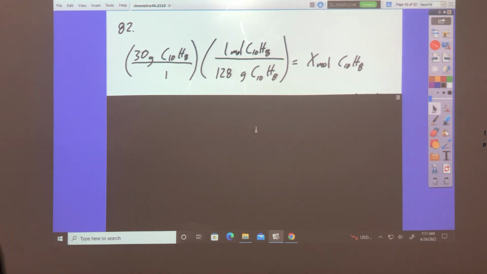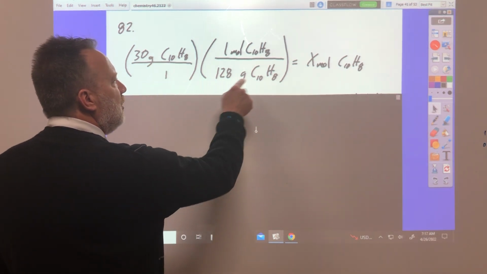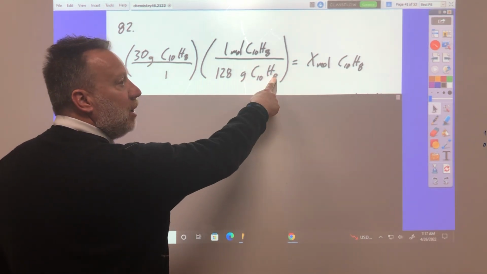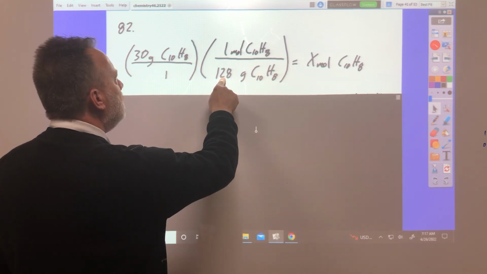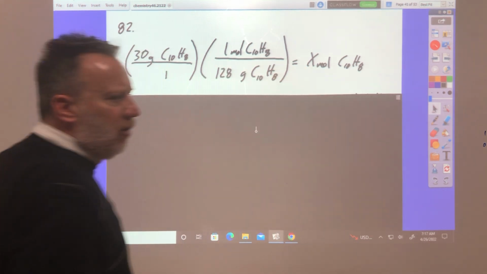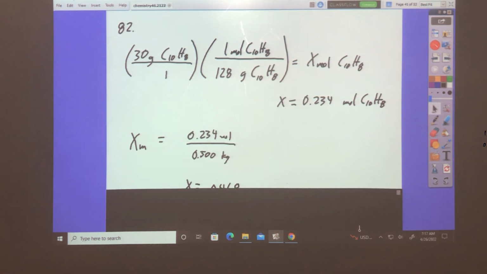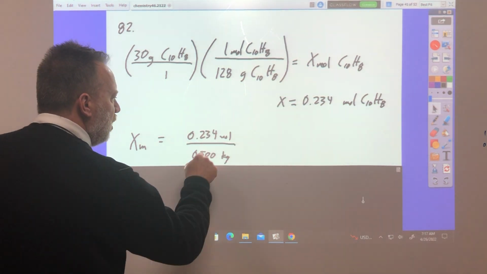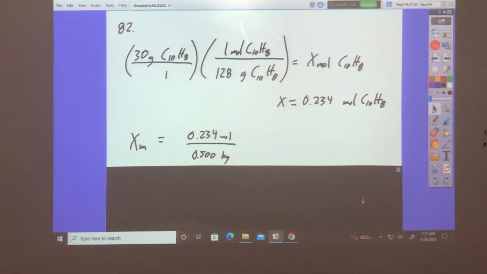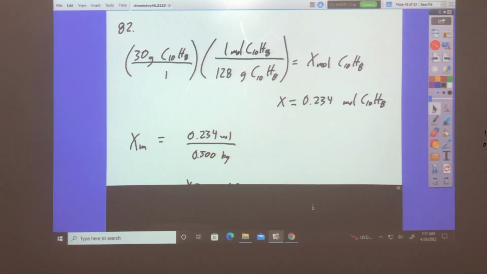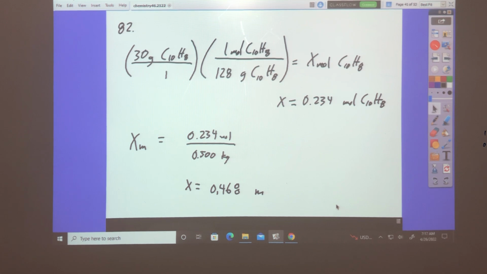So 30 grams of C10H8. If you have 10 carbons, that's 120 plus 8 is 128. Divide that, your number of moles is 0.234. Divide 0.234 by 0.500 kilograms of toluene, and the molality comes out to be 0.468 molal.